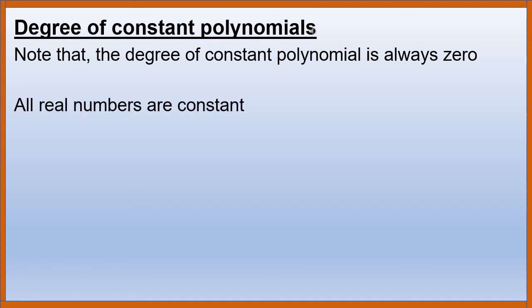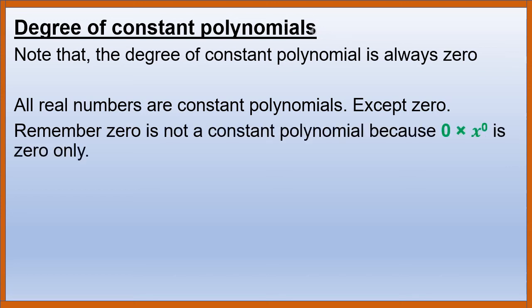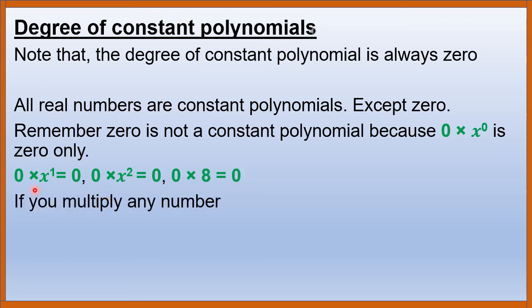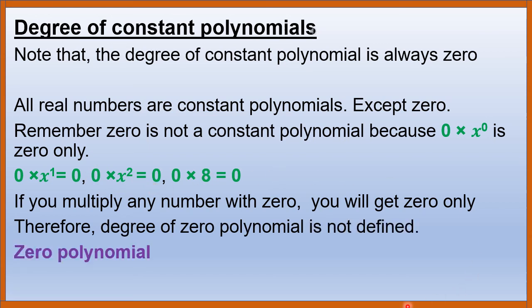Remember, 0 is not a constant polynomial because 0 into x raised to 0 is 0 only. See here, 0 into x raised to 1 is equal to 0. 0 into x square is equal to 0. 0 into 8 is equal to 0. If you multiply any number with 0, you will get 0 only. Therefore, degree of 0 is not defined. 0 polynomial, it is undefined.